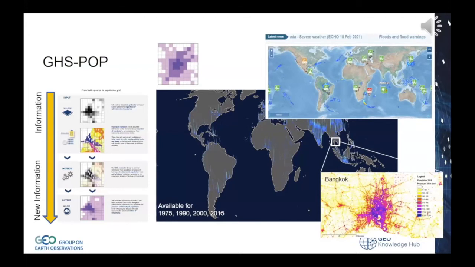The population density is used in a great variety of applications. It is used operationally in disaster alert systems, emergency response systems, and, for example, in the Global Wildfire Information System.